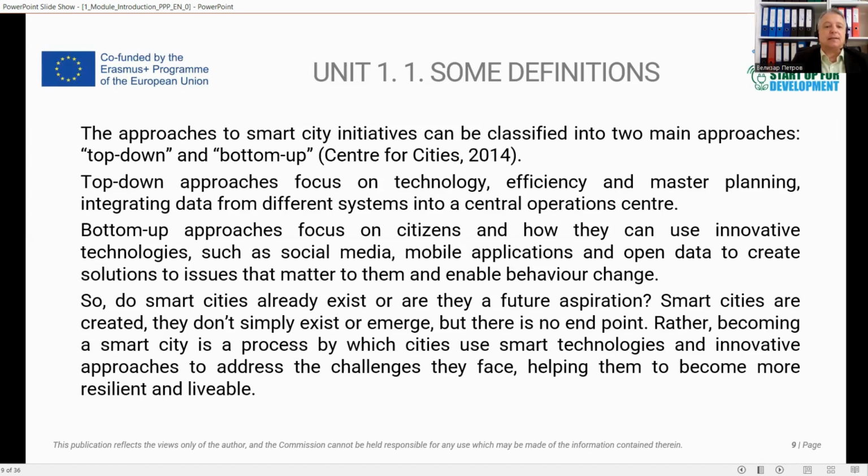So, do smart cities already exist, or are they a future aspiration? Smart cities are created, they don't simply exist or emerge, but there is no end point. Rather, becoming a smart city is a process by which cities use smart technologies and innovative approaches to address the challenges they face, helping them to become more resilient and livable.